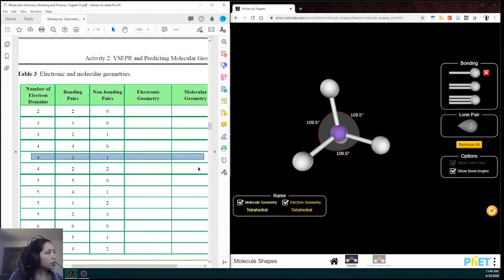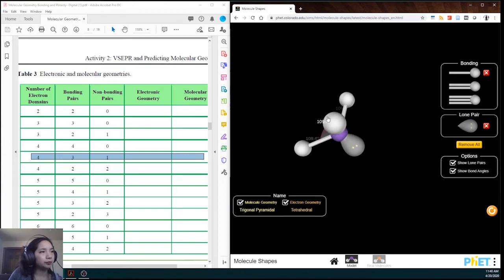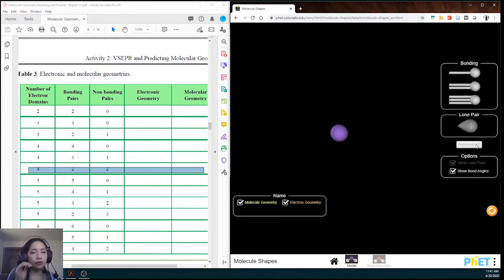All right, the next one is 4 electron domains. 3 of them are bond pairs. 1 of them is a non-bonding pair. So I'm going to just start over. 3 bond pairs, 1, 2, 3, and then 1 lone pair or non-bonding pair. Cool. All right. Now the next one. Again, we're still under 4 electron domains, but remember, every time we're just adding a lone pair. So 2 bond pairs, 2 lone pairs.